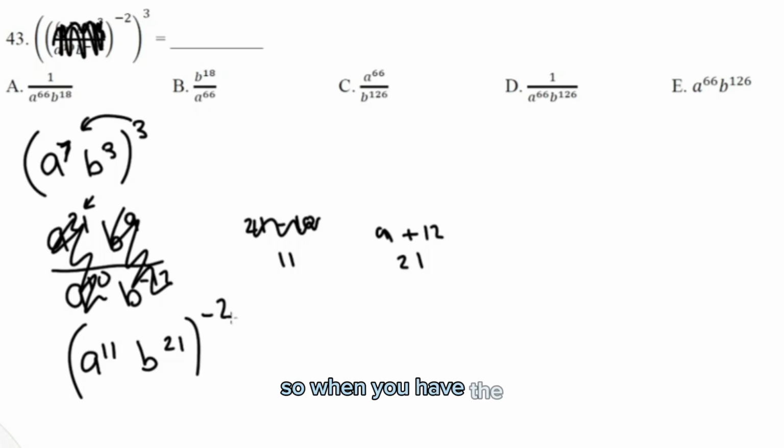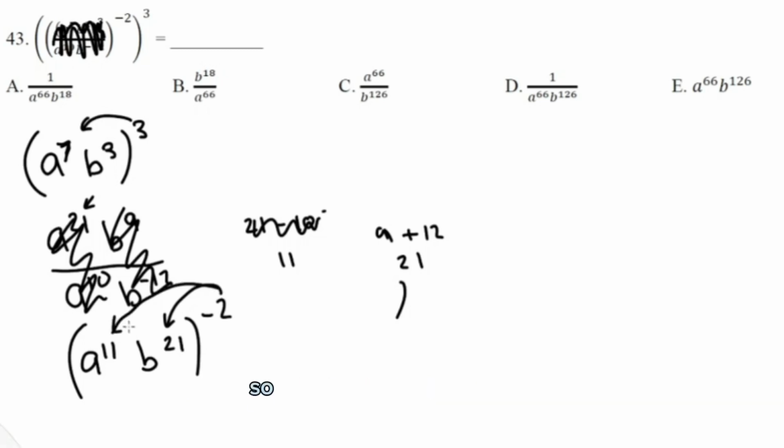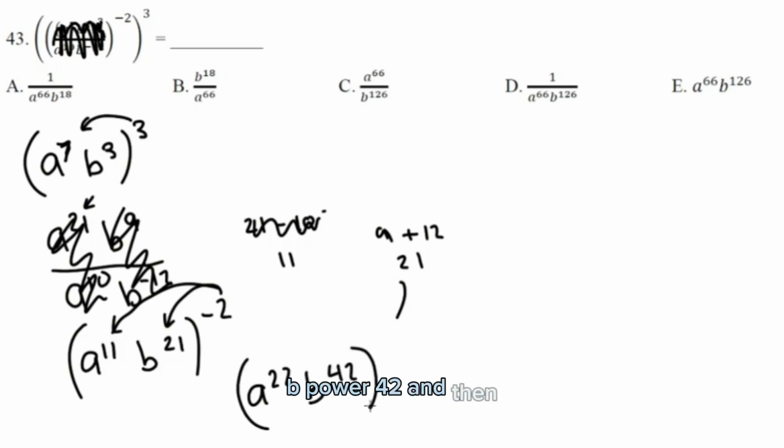So let's break this down. There's the negative and then there's the 2. So let's do the negative first, or the 2 first. It doesn't really matter. So let's actually do the 2 first. So we're going to take this 2 and multiply it against both these values. So this becomes a^22, b^42, and then to the power of negative 1. Because we only put the 2 in, right? We still have the negative 1.